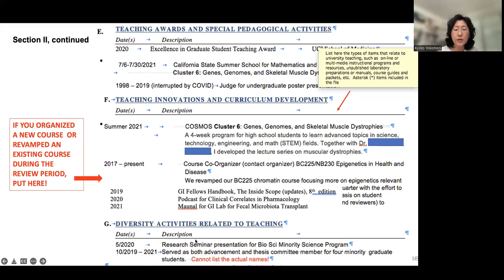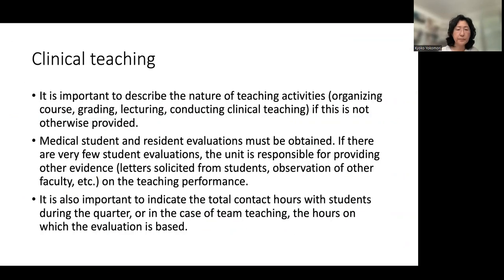The last part is that each section has a diversity section. In this case, what did you do in terms of increasing diversity related to teaching? I'll come back to this a little later in more detail. One thing I wanted to caution you is that please do not list the names of minority students here, no names. You can put numbers if you like, but no names, please.